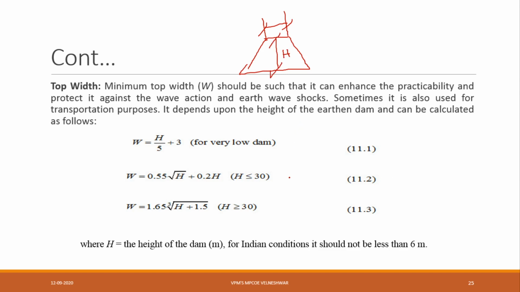For a very low dam, W is equal to H by 5 plus 3. Next, if H is less than or equal to 30 meter, then we can prefer 0.55 H plus 0.2 H. If H is greater than or equal to 30, then we can provide 1.65 times the cube root of H plus 1.5, where H is the height of the dam. For Indian Standard it should not be less than 6 meter. Sorry, actually here it is 3 meter, less than 3, greater than 3.